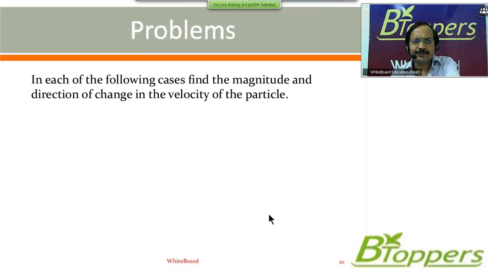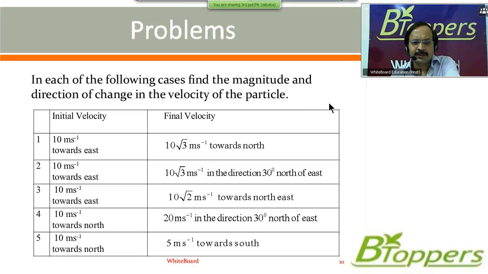So look at the problems here. In each of the following cases, find the magnitude and direction of the change in the velocity of the particle. That means at once I have shown you 5 problems on the screen. Don't mistake them as multiple choice options. I have given 5 problems here.